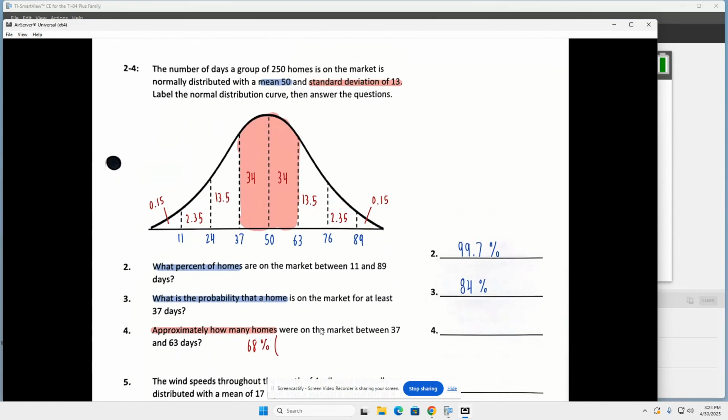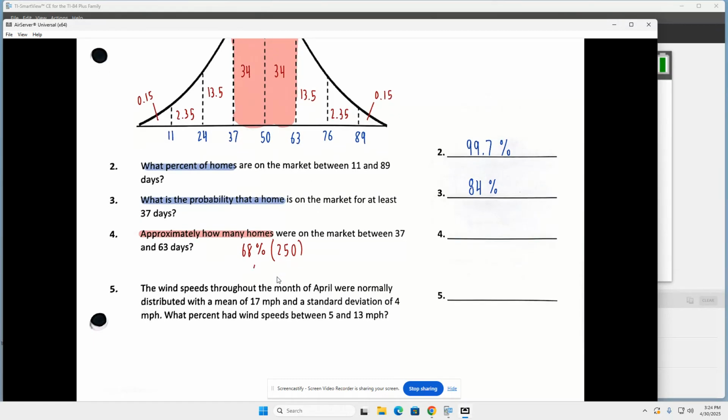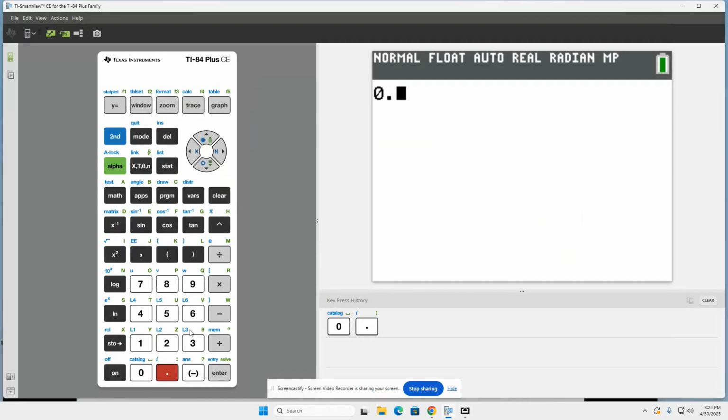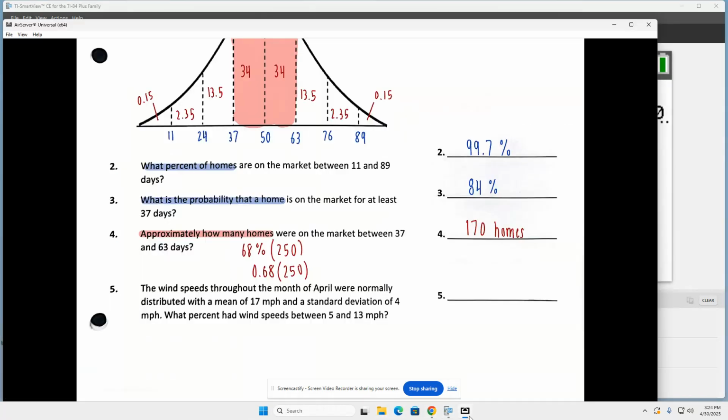Well, how many homes are there? There's a total of 250. So 68% of 250 homes. Now again, I can't go 68 times 250. That would end up being way more than 250. It's 68% of 250. That means I do 0.68, that's 68%, times 250. So 68% times 250 is 170. That's 170 homes. Okay? 170 homes is our answer.